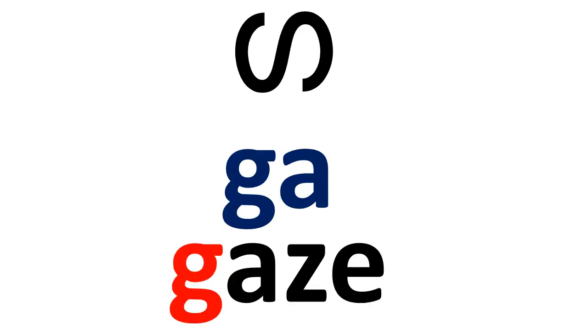The next one is pretty popular, it's Ga. Ga is very similar to how you pronounce gaze or gap. So how do you write it? You start from here, go down, and go up, and come back, and that's how you pronounce Ga.